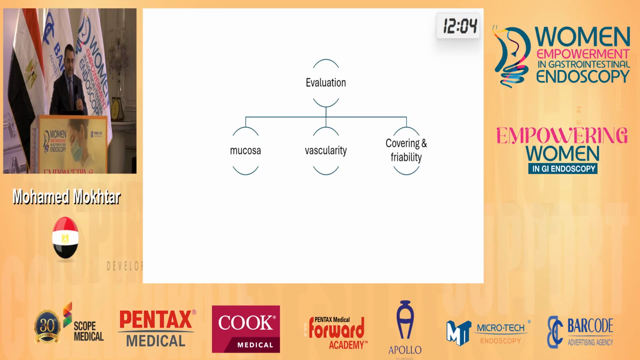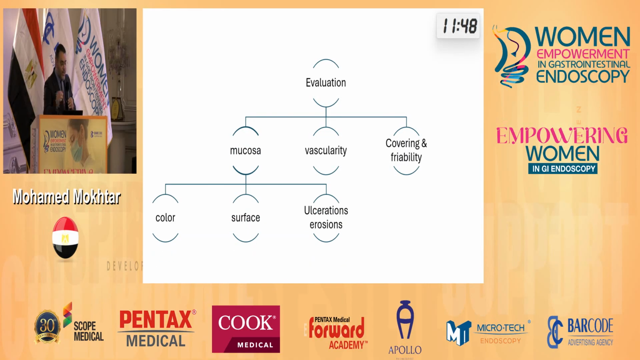To understand and use each system, you are going to focus on three points. What about the mucosa? What about the vascularity? What about the covering and friability? Mucosa, vascularity, covering and friability. If you are going to describe the mucosa, look at the color and the surface, is it granular or smooth, and at the ulceration and erosion, is it present or not?